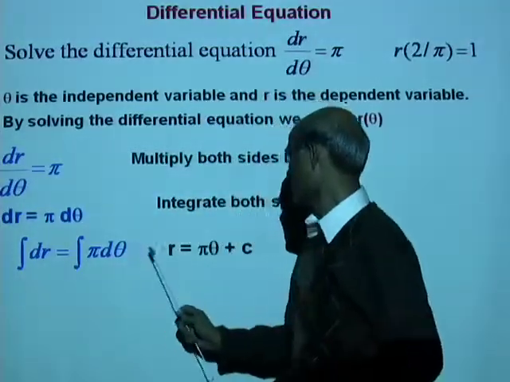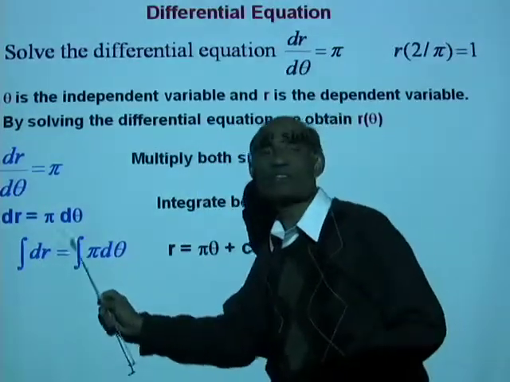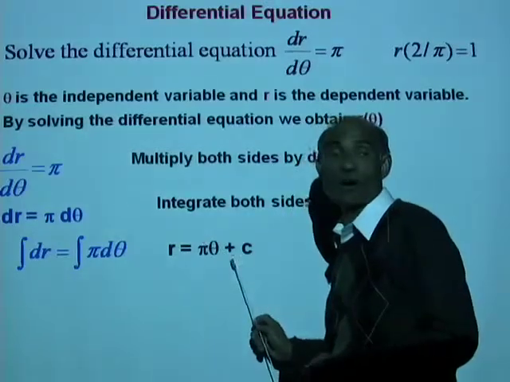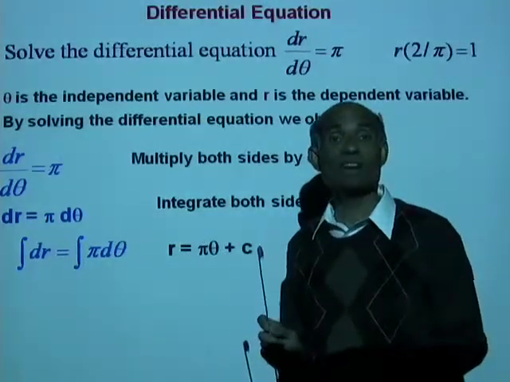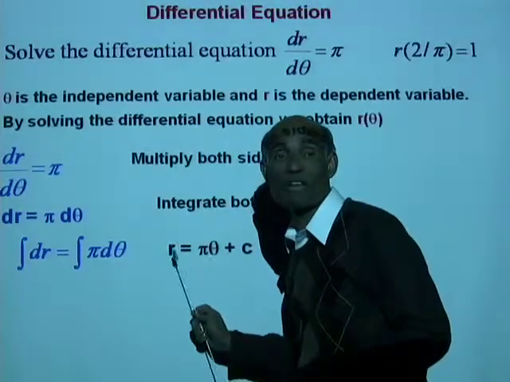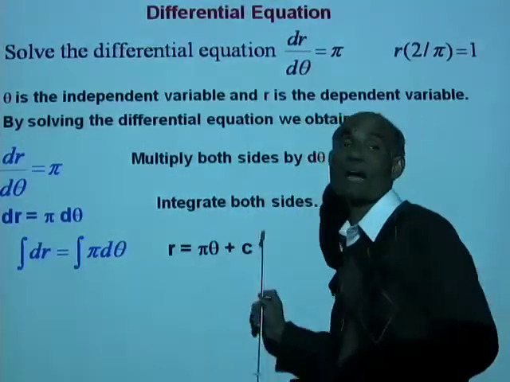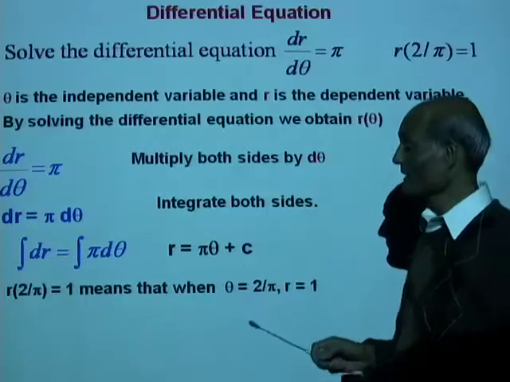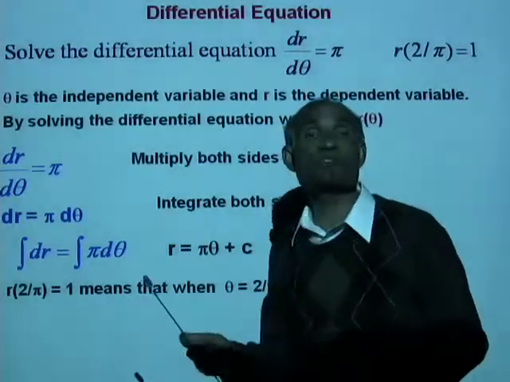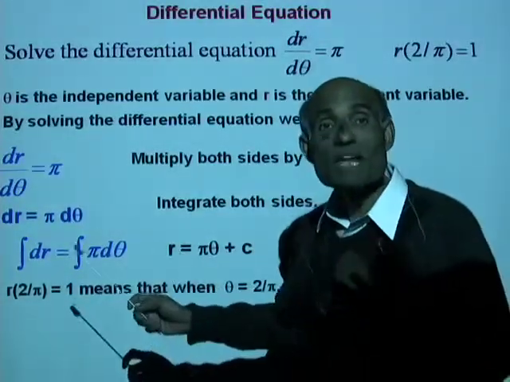Alright. So what we get is integrating dr will give you r. Integrating pi d theta will give you pi theta. Of course, you have to add a constant. Now, you must write it like this. r is now a function of theta. So you have to say r of theta equals pi theta plus c. Now, you see, we need to find the value of c in order that the solution for r becomes meaningful.